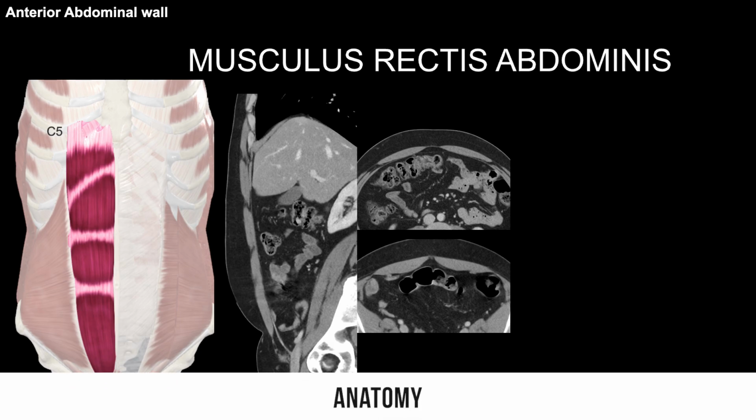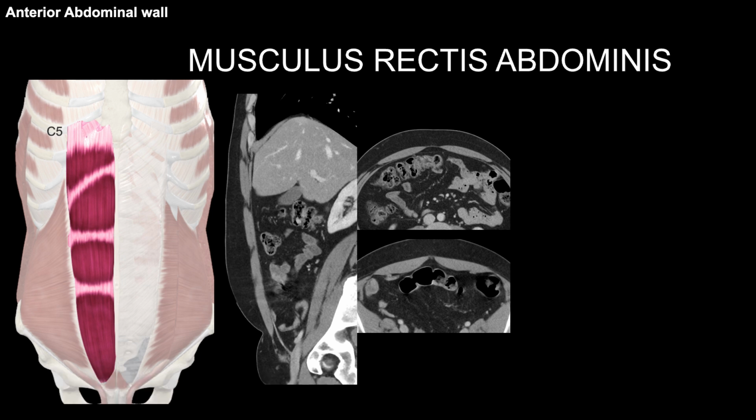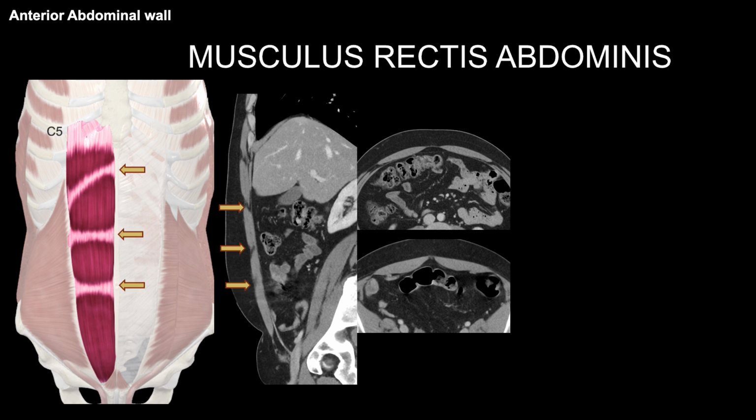Let's now move on to the muscles of the anterior abdominal wall. The most anterior muscle is the rectus abdominis, a long vertical muscle extending from the ribs around T5 to the pubic symphysis. It is separated by several horizontal fibrous bands clearly visible on CT and ultrasound, and should not be mistaken for muscle injuries or post-trauma sequelae.